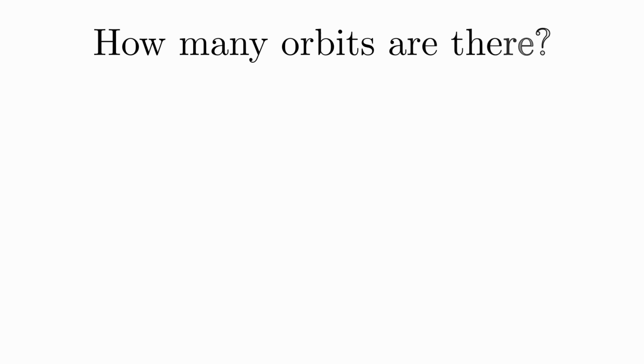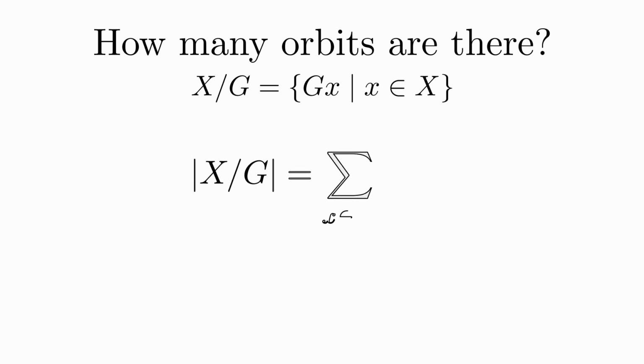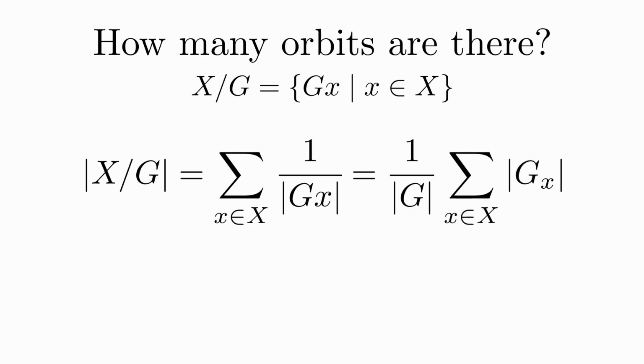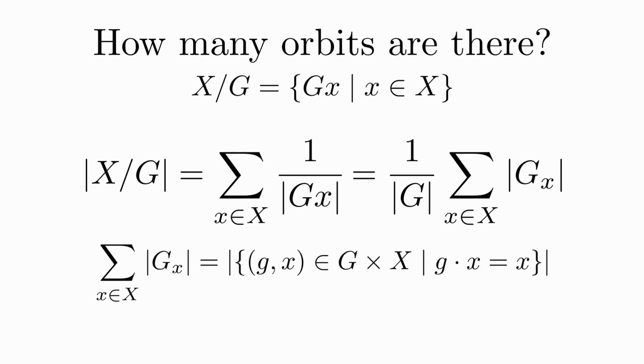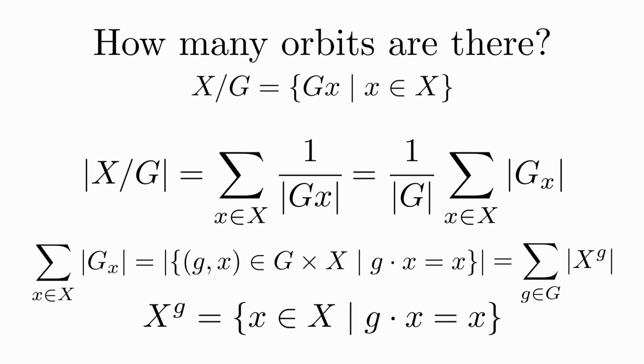Let's again turn to the question of how many orbits a group action has. We define the set of all orbits. We can express the number of elements in the set by summing the reciprocal of the number of elements in the orbit for each element in the set. Using the orbit-stabilizer theorem, we can re-express this sum using stabilizers. The sum of all the stabilizers is the same as the number of elements of this set, which in turn is equal to the sum of the number of fixed points a given group element has, where we are summing over all the group elements. Putting everything together, we obtain Burnside's lemma.